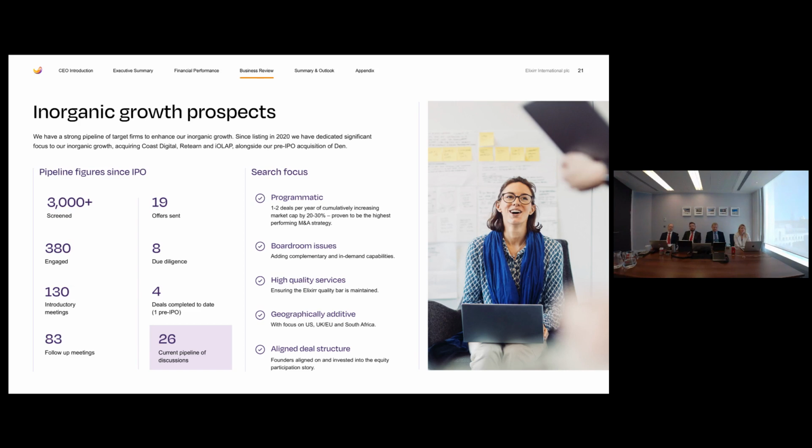But another way we can go into a new geography is through an acquisition where there are clients, there are people, and the demand is there already. And that's a key part as well. And then finally, aligning the deal structures.